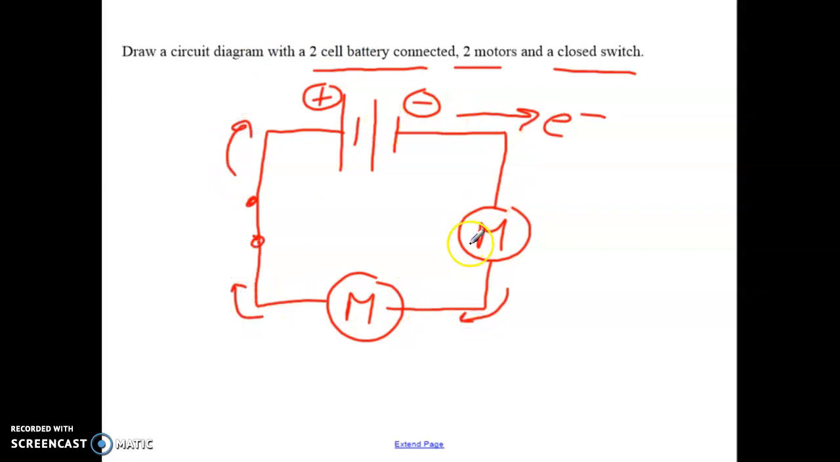Now, when you're doing this, it doesn't really matter if you put the 2 motors on the same line or on separate lines. It just matters that you draw the 2 motors somewhere in your circuit. Usually you put it in the order that it's written in the description. So notice I did the 2-cell battery, then the motor, then the second motor, and then the closed switch. Okay, give this one a try.